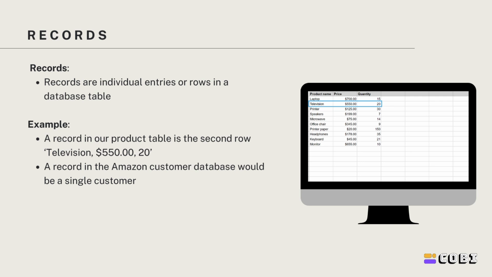Records. Records are individual entries or rows in a database table. And we'll talk about records and tables in the next lesson. For example, a record in our product table is the second row. You see where it says television, $550, 20 quantity. A record in the Amazon customer database would be a single customer.